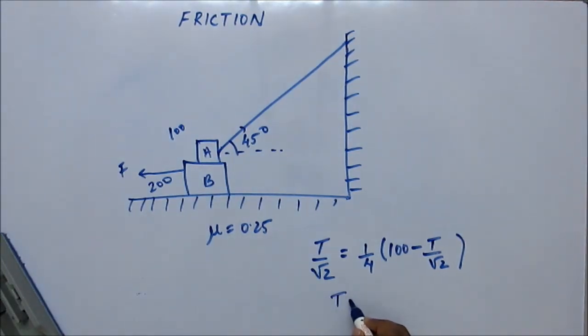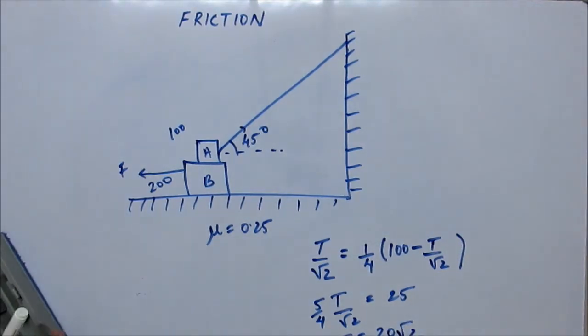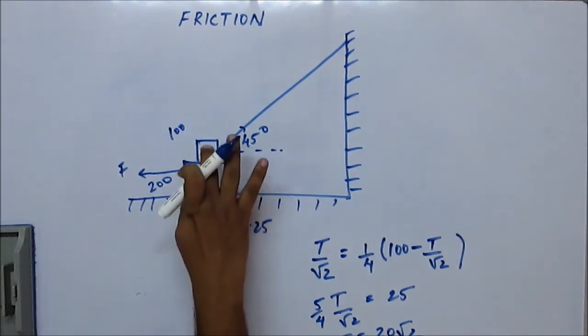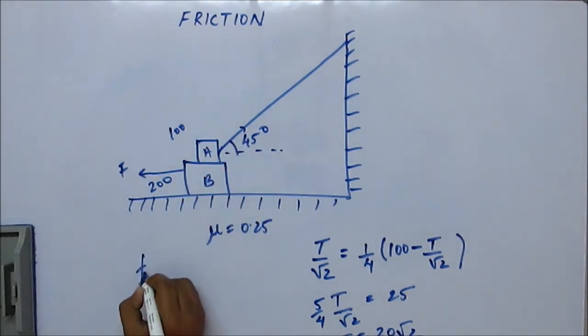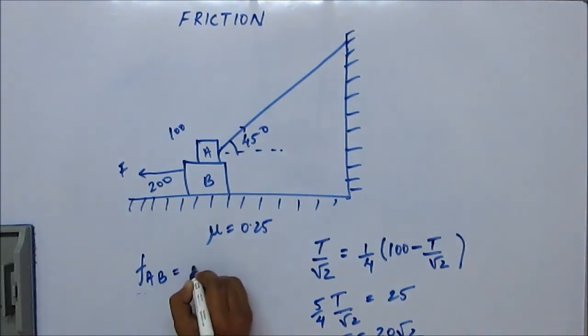Now this value of tension would come out as, so tension from here you can see is coming out as 20 root 2. Tension is 20 root 2. Fine. So that means the value of friction between A and B is going to come out as 20 Newton.